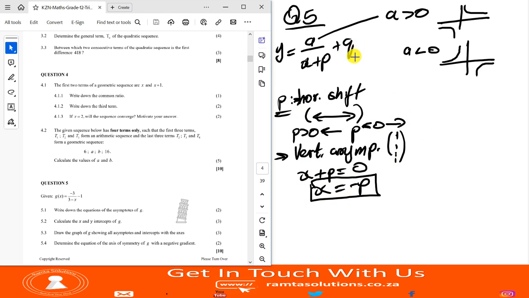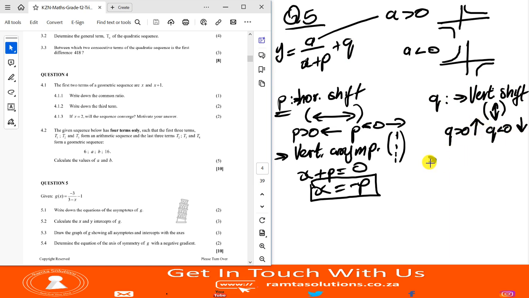Now, let's talk about this q. This q represents what we call vertical shift, which is concerned with the movement up or down of a function. If q is positive, it will shift up. And if q is negative, it will shift down.